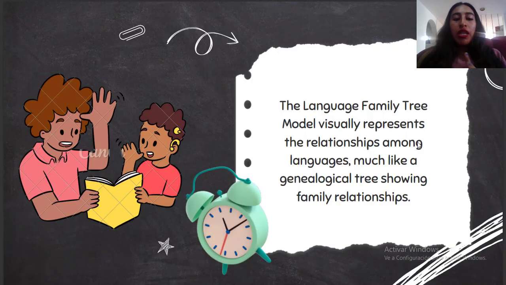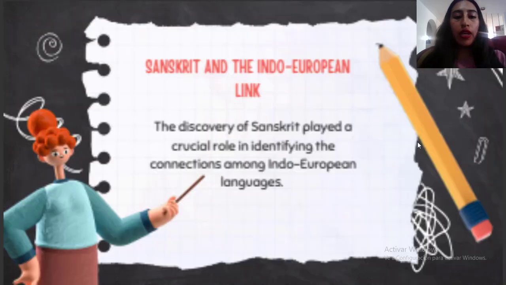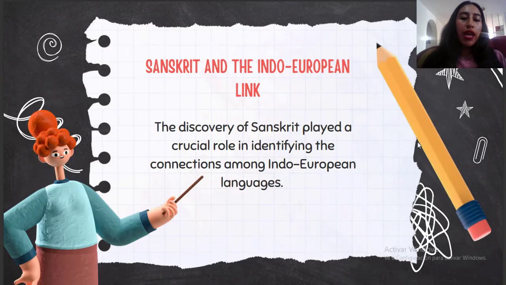Okay, the language family tree model visually represents the relationships among languages, much like a genealogical tree showing family relationships. It was first developed by August Schleicher in the 19th century. This model shows how languages branch out from a common proto-language, similar to how a tree has branches stemming from a trunk.